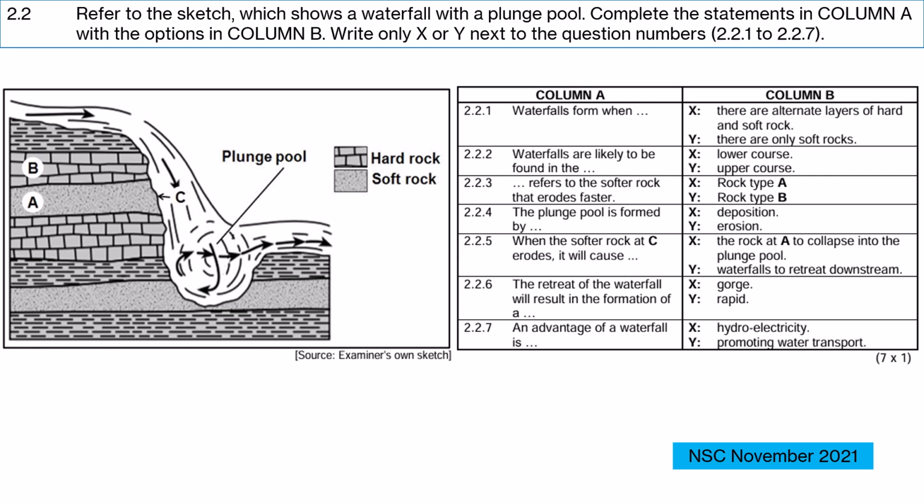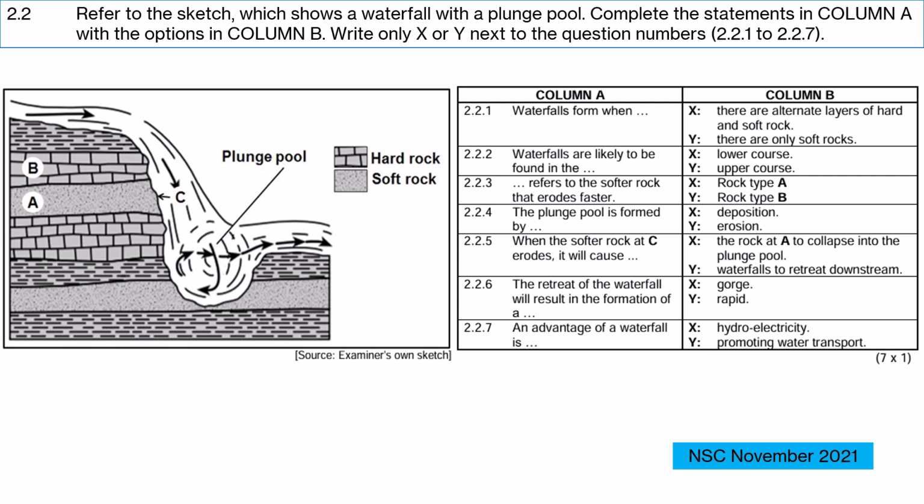2.2.5, when the softer rock at C erodes, it will cause the rock at A to collapse into the plunge pool, or cause the waterfall to retreat downstream. The option is X. The rocks at A will collapse into the plunge pool.